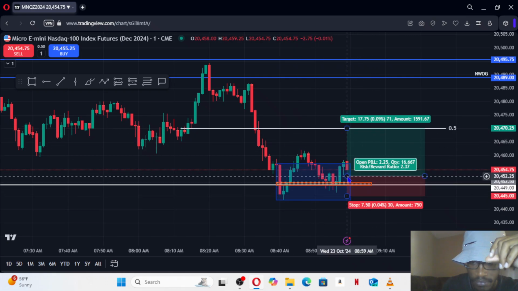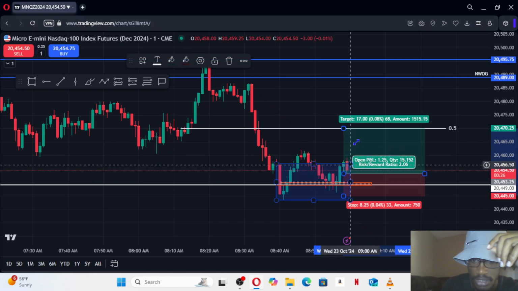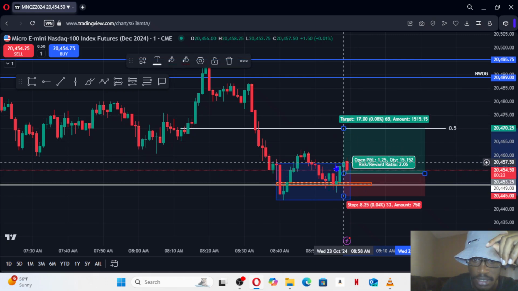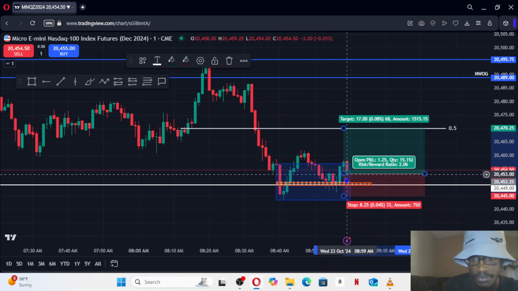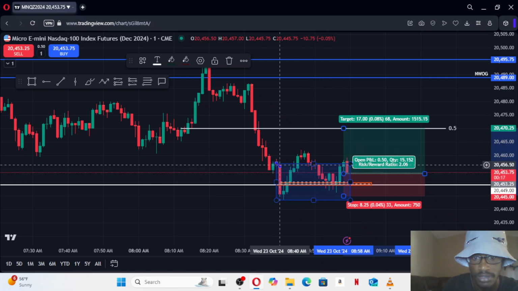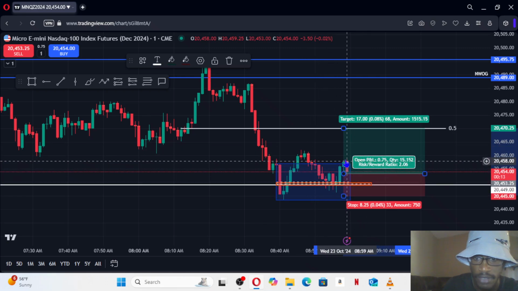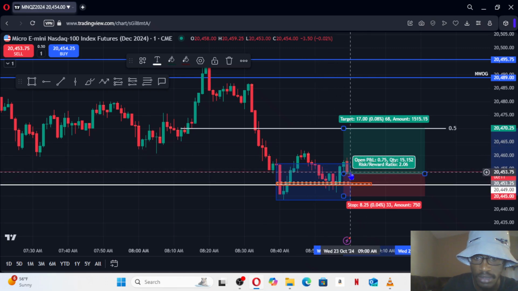So this would have been your entry. You could have used the same TP I use here at the top of the zone, but this is our first rally, so we're looking for a small retracement.